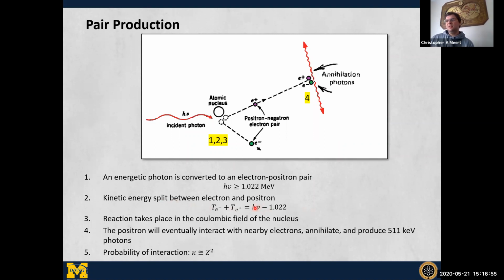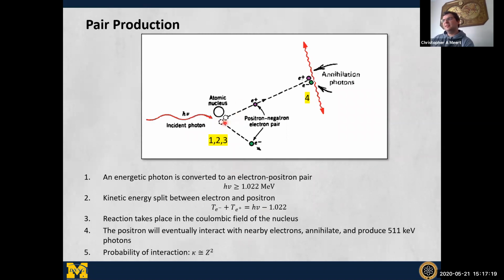Again, you see the energy is just the photon energy, and you subtract the rest mass energy times 2, because it needs to create that mass from the energy. This reaction generally takes place in the Coulombic field of the nucleus, which is why it scales with the square of the atomic number. So that gives you an idea. You might see this much more prominently in high Z materials.